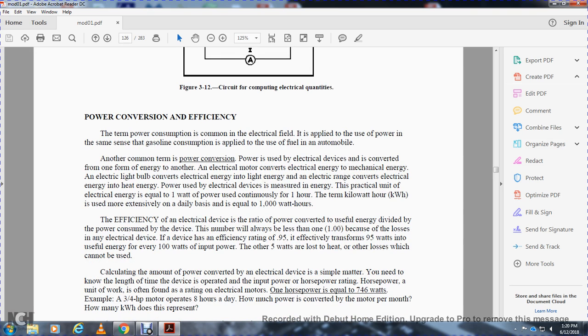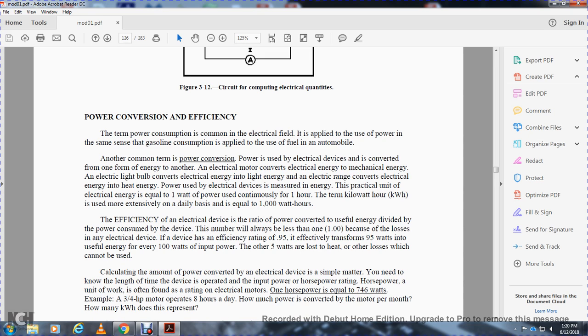Power conversion efficiency is a term of the consumption of electrical energy, same sense as the gasoline consumption applied with the use of the fuel of the automobile. Another common term of the power conversion: power is used with electrical devices to convert one form of energy to another. An electrical motor converts electrical energy to mechanical energy, an electrical light bulb converts electrical energy to light energy, an electrical range converts electrical energy to heat energy.